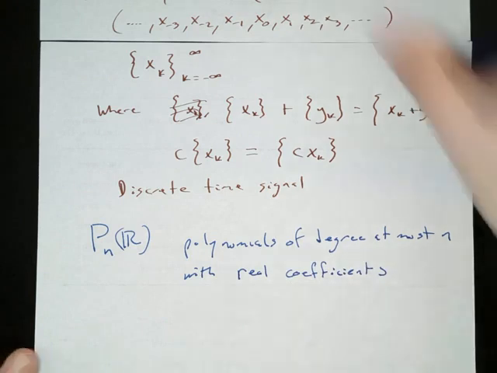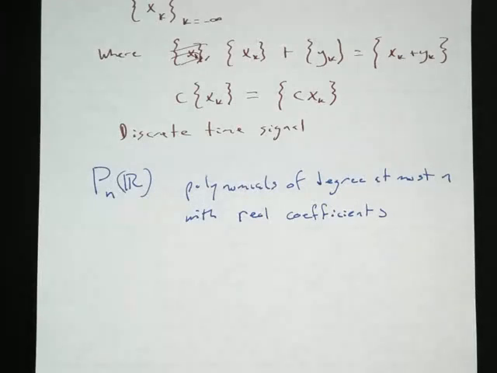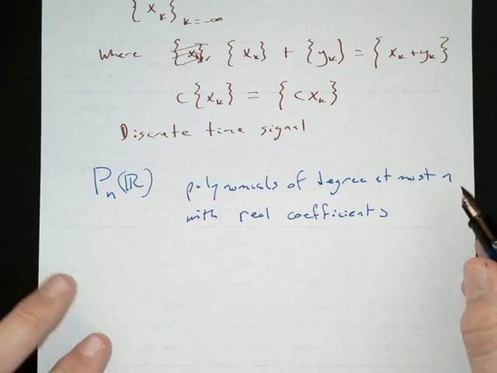Here's another set. The set of polynomials of degree at most n. What's the degree of a polynomial? What does that mean again? The internet is your friend. Look up degree of polynomial. It is the highest power. So I would say I want a polynomial whose highest power is at most n.